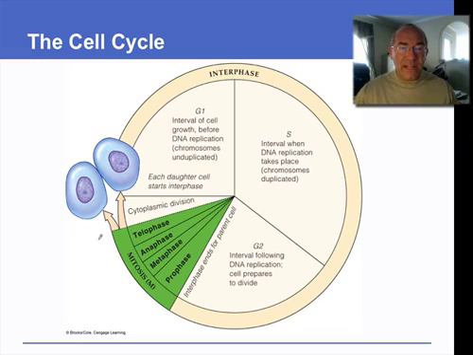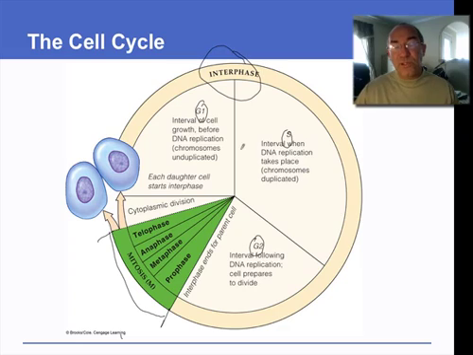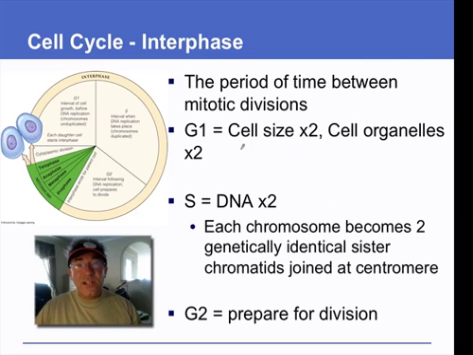Mitosis itself, the actual aspect of mitosis, is just this green area around here. That is when the cell is dividing the DNA between the two new cells. Everything else is called interphase. Interphase consists of G1, S, and G2, and they take up a good portion, like 75 to 90% of the time. So let's look at each of these interphase stages in detail.